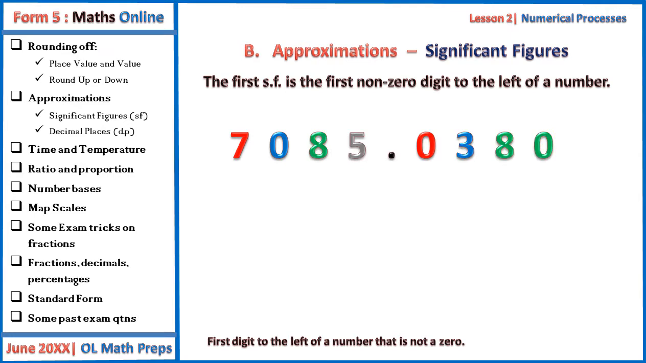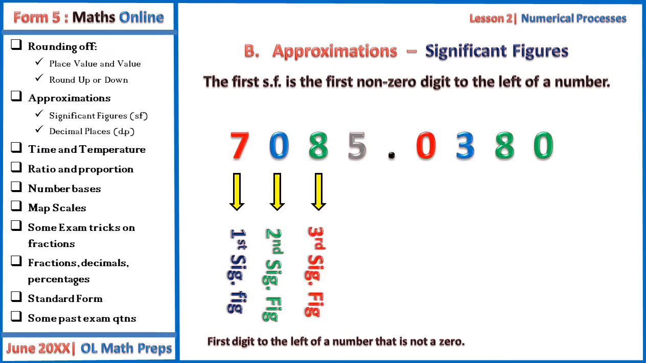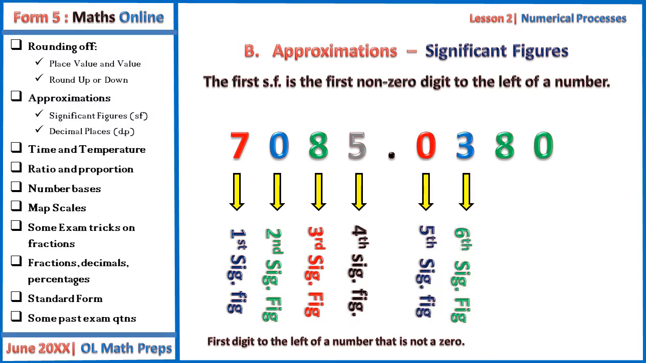Another example, you have 7085.0380. In this number, the first significant digit is 7 because it is the first digit that is not a 0. The second significant digit is 0. This 0 becomes significant because it is after the first significant figure. Then the 8 is the third significant figure, and so on to the 8th significant figure, as you can see clearly.